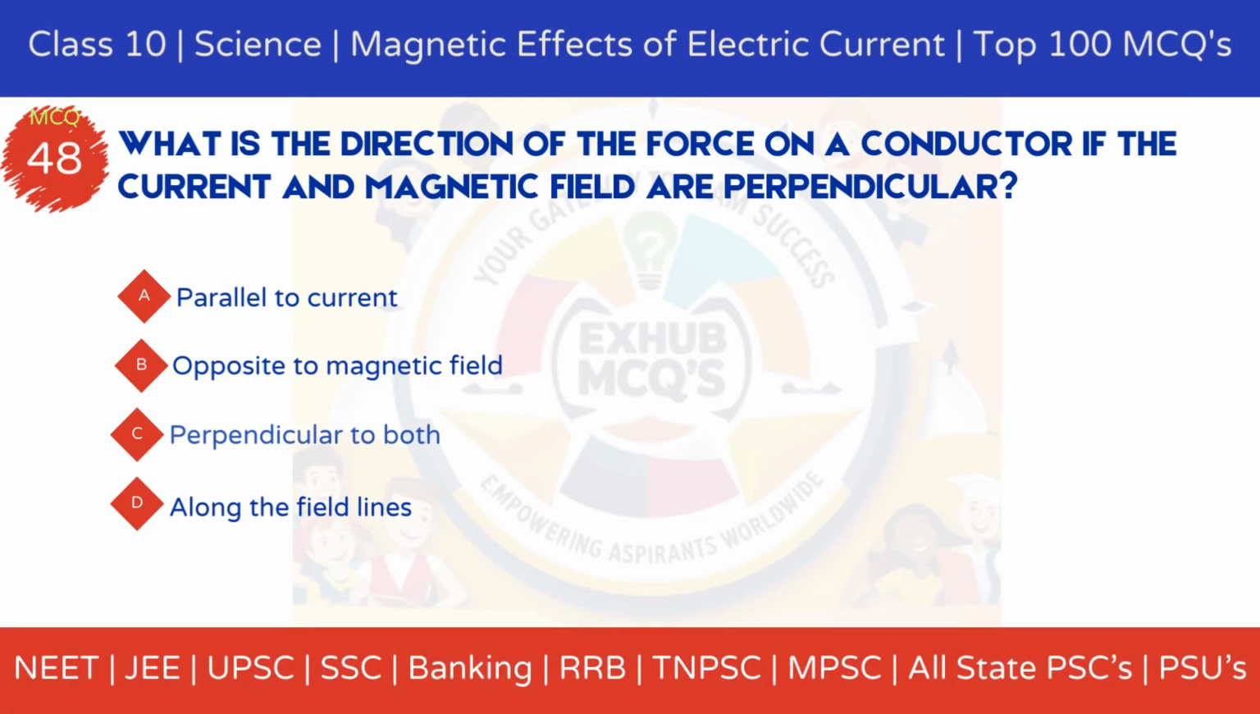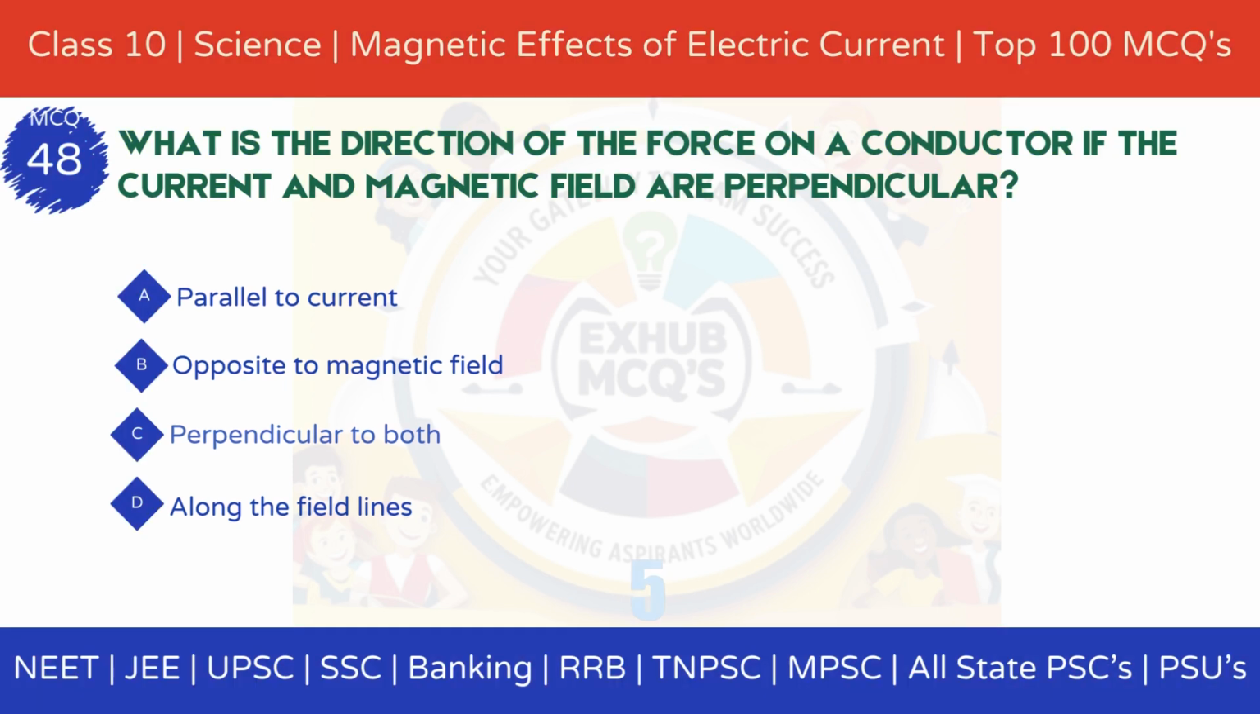M48. What is the direction of the force on a conductor if the current and magnetic field are perpendicular? Option A, parallel to current. Option B, opposite to magnetic field. Option C, perpendicular to both. Option D, along the field lines.